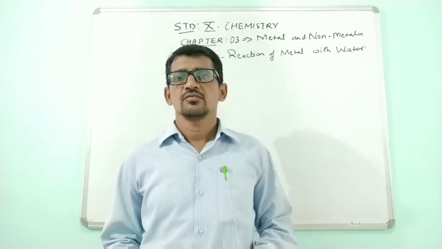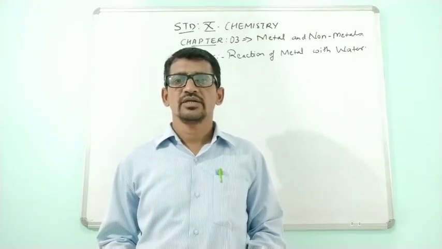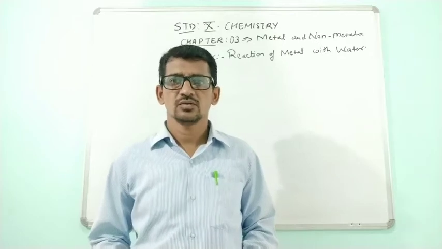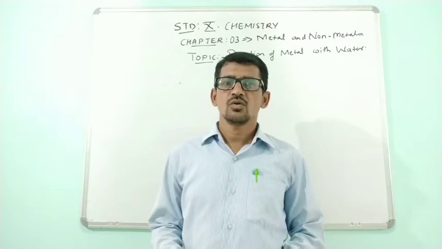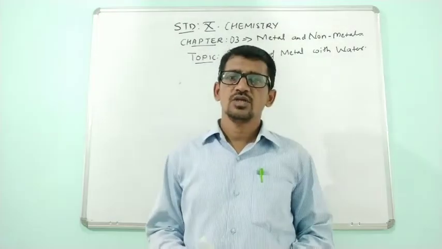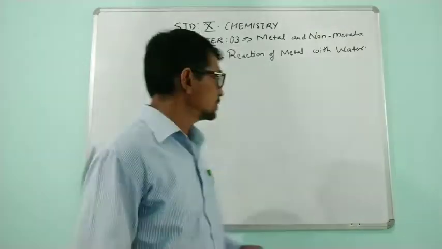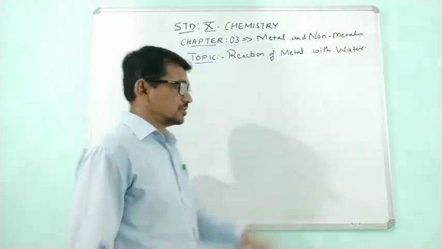Metal, when it reacts with oxygen, is converted to metal oxide. That reaction we have already studied. Okay, the chemical property, the first reaction we have studied, is metal reacting with oxygen. Today we discuss metal reacting with water.